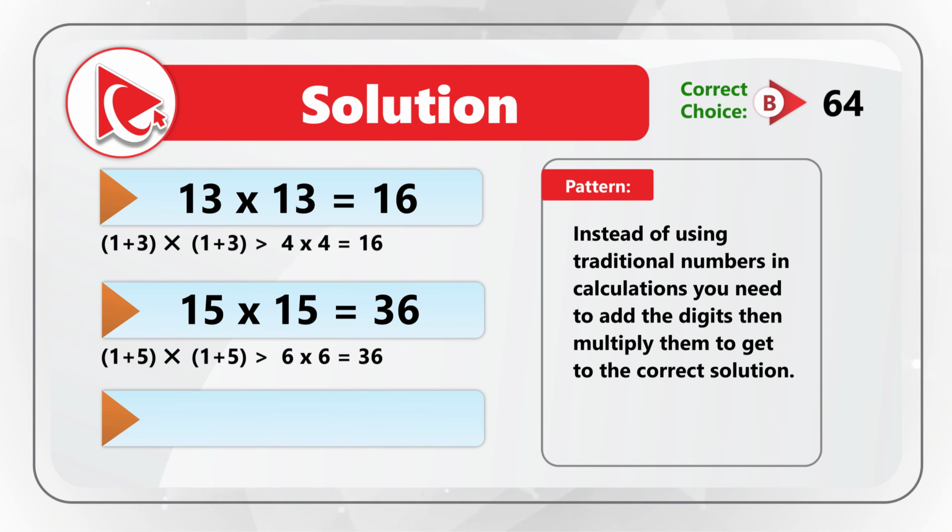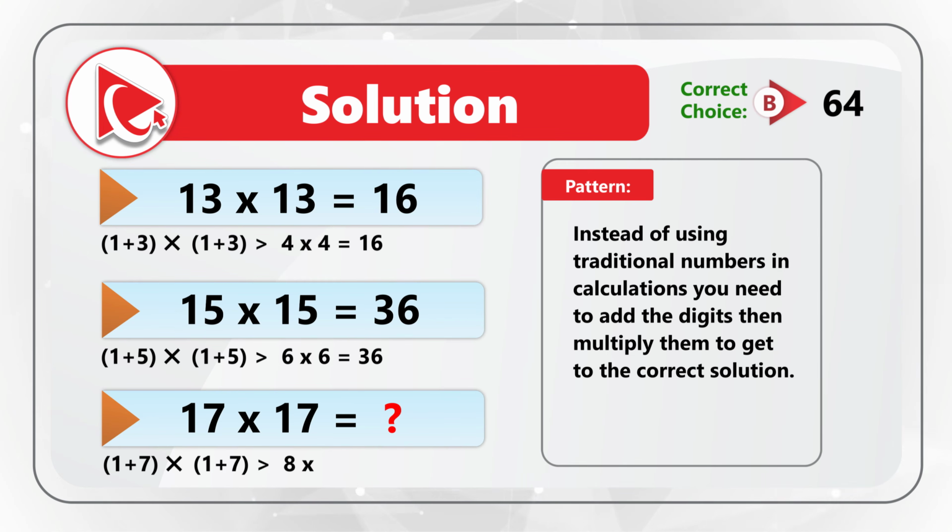To calculate final expression, you need to add 1 plus 7, which would be equal to 8, multiplied by another expression 1 plus 7, which would be equal to 8 multiplied by 8, and it would be equal to choice B, 64. What was your experience solving this challenge?